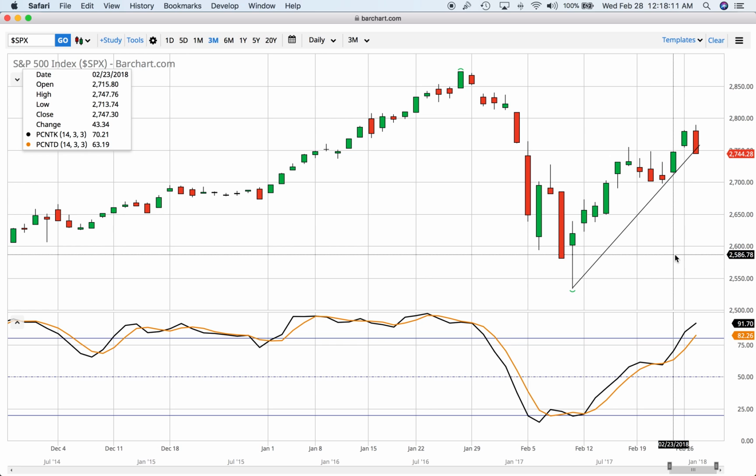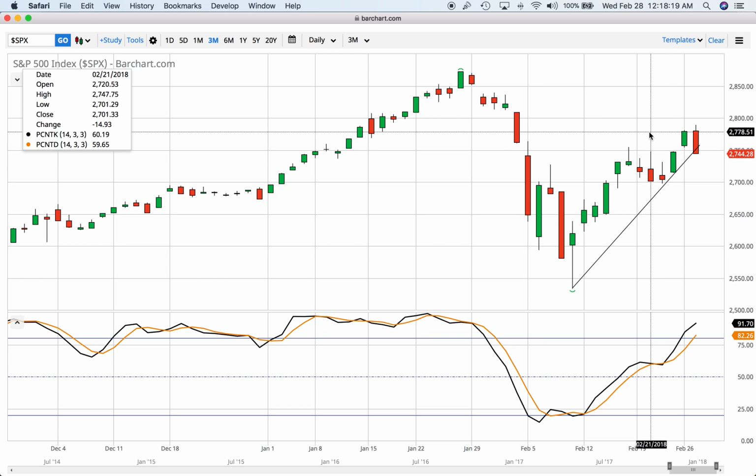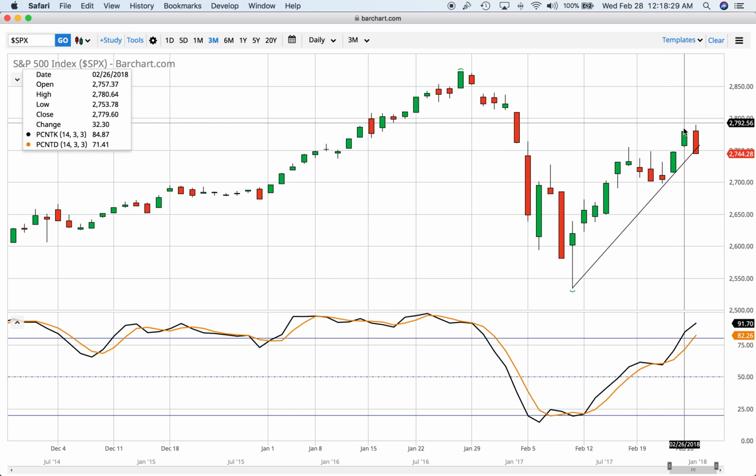bearish engulfing candlestick. What is a bearish engulfing candlestick? See the fat part of the candlestick here, this green. You have the wicks, a little stem sticking out the top, and the stem sticking out the bottom. The stem sticking out the top and the bottom represents the high and the low.